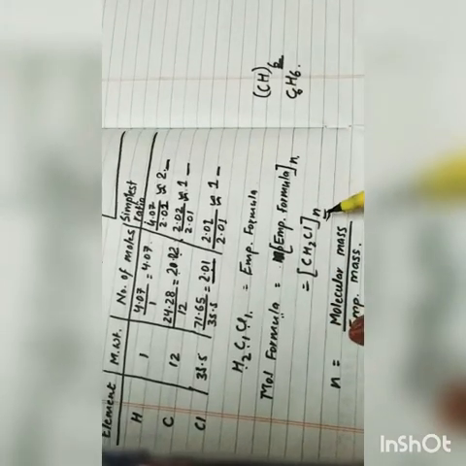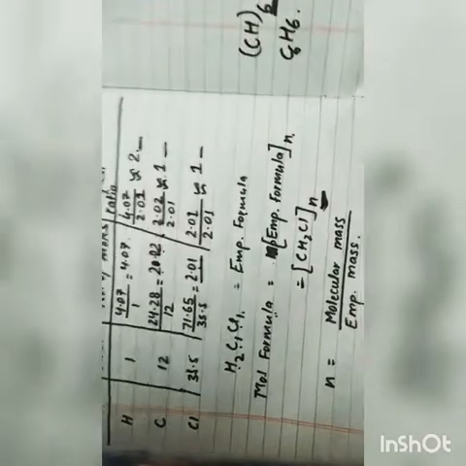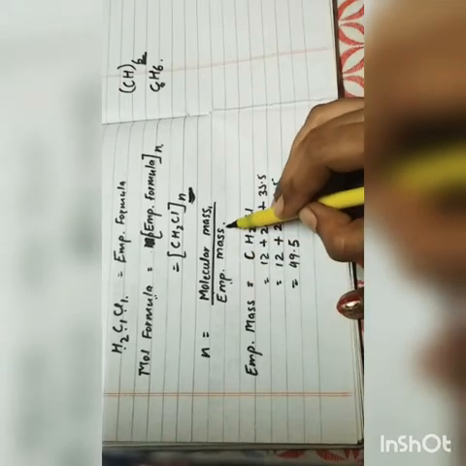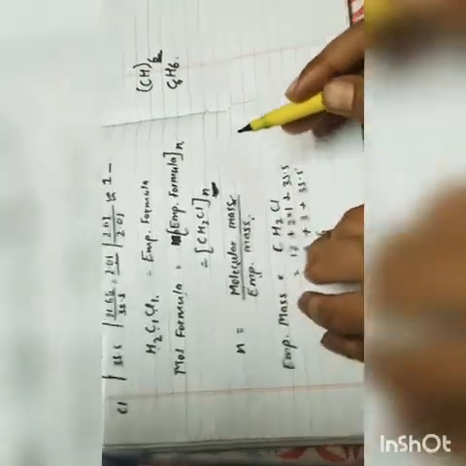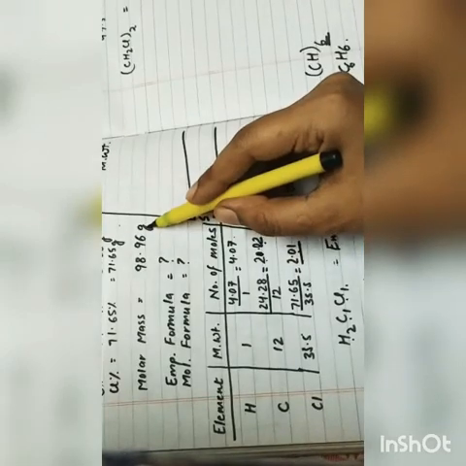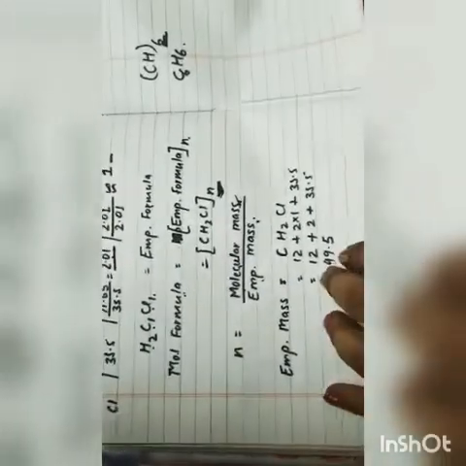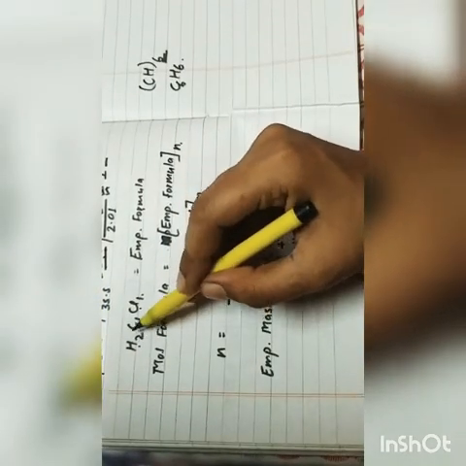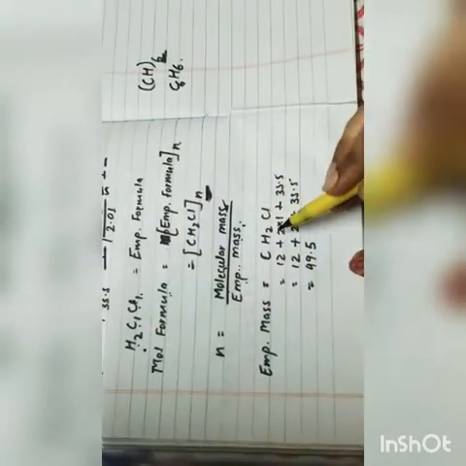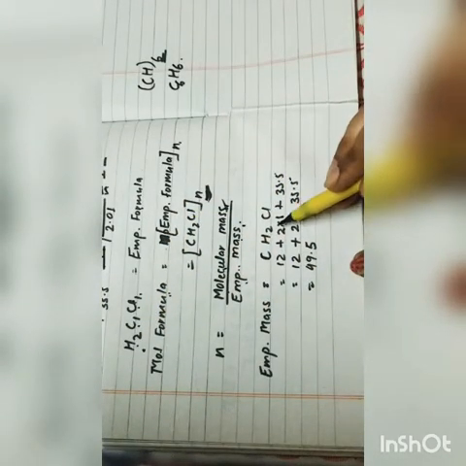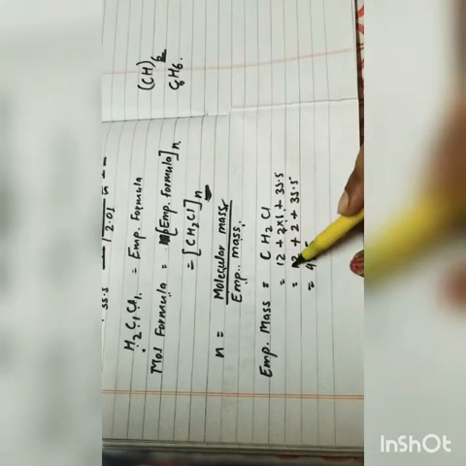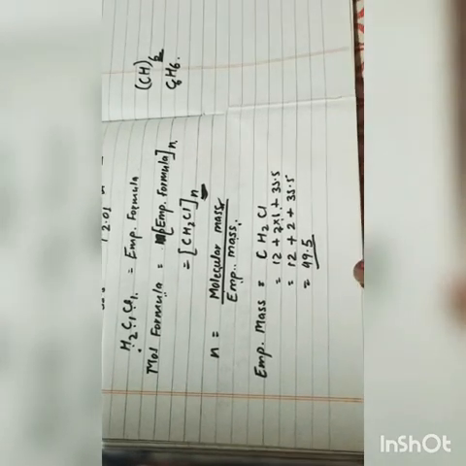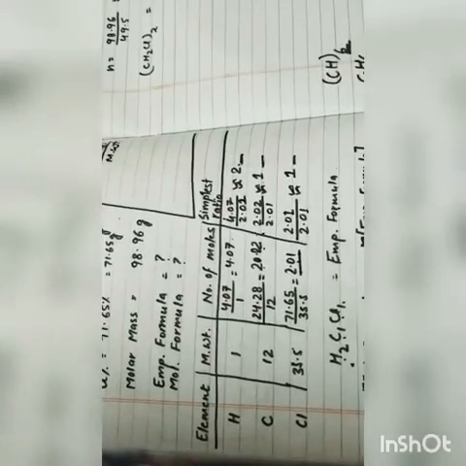The question is how you will calculate the value of n here. You can calculate the value of n by using the formula molecular mass upon empirical mass. Molecular mass is already given in the starting of the question, 98.96 gram. You have to calculate the empirical mass. Now you have already calculated the empirical formula. Just put the mass of all these elements here. Hydrogen has 2 atoms, so 2 into 1 mass. Carbon has 12 mass, chlorine has 35.5. So the total empirical mass of the compound is 49.5 gram.